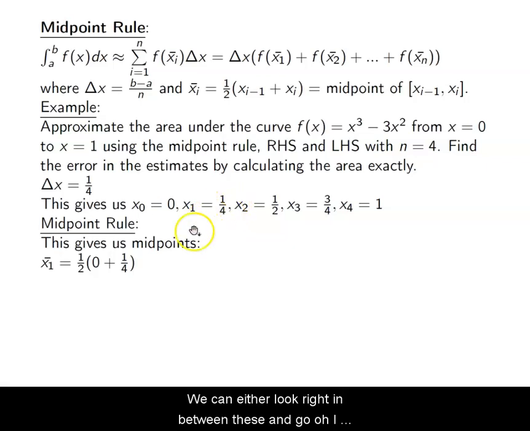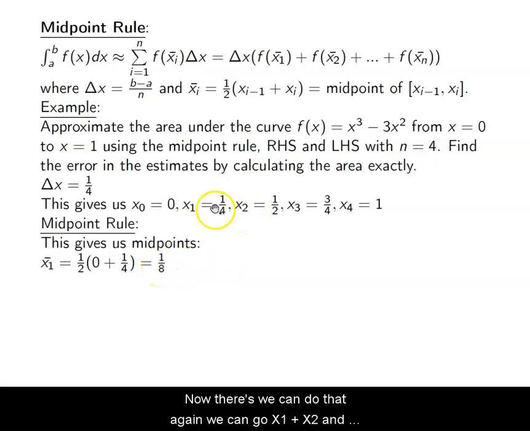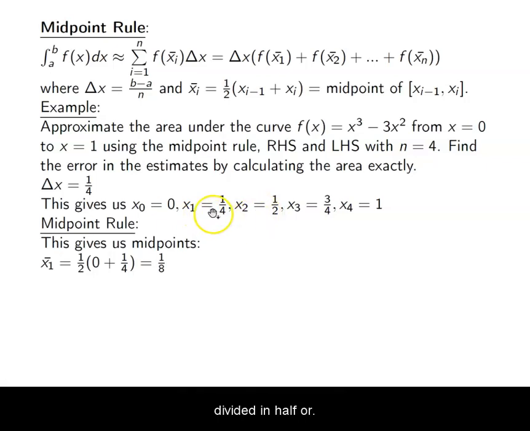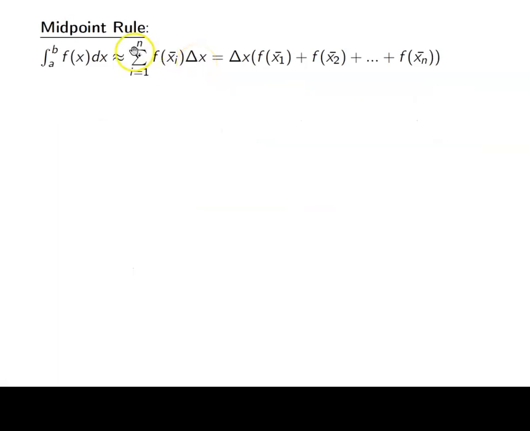We can either look right in between these and go, oh, I know that halfway between 0 and 1/4 is 1/8, but maybe we don't know how to do that exactly, right? So we do have a formula. You can add these 2 points together and divide them in half, right? Now we can do that again. We can go x1 plus x2 and divide it in half. Our delta x is still the same. It's still 1/4. Look at this notation, everything is still times delta x here. The delta x doesn't change.